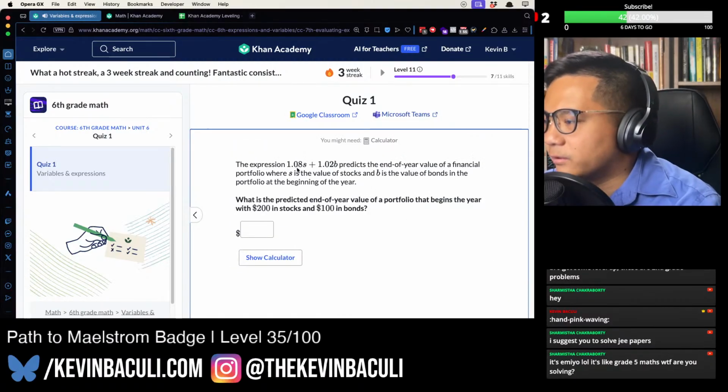The expression 1.08S plus 1.02B predicts the end-of-year value of a financial portfolio, where S is the given value of stocks and B is the value of bonds in the portfolio at the beginning of the year. Oops.